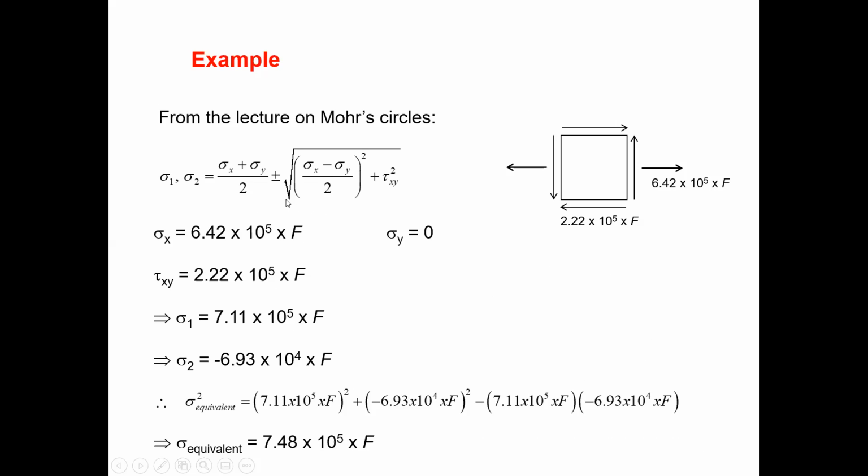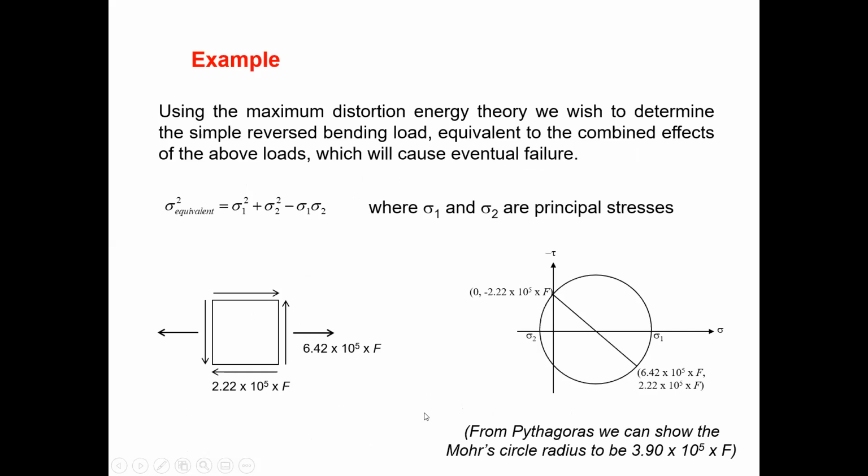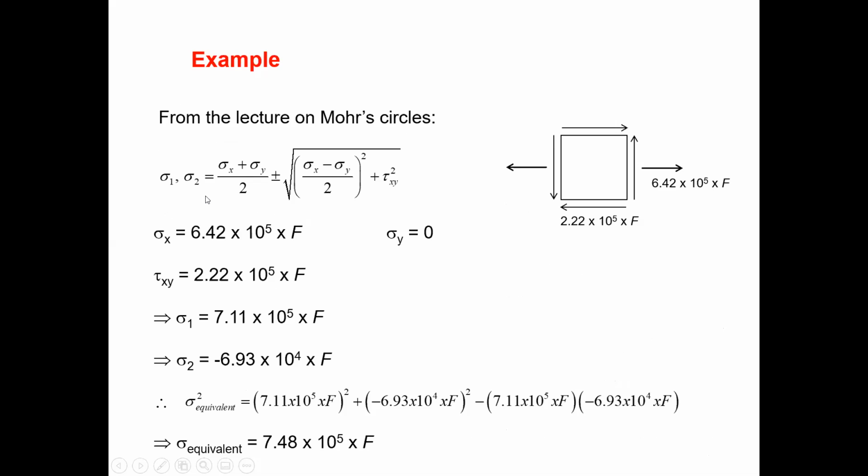Then you need to find the equivalent stress. So, equivalent stress in here, just substitute sigma 1 and sigma 2. You can see this is the equation: sigma 1 squared plus sigma 2 squared minus sigma 1 times sigma 2. That is equivalent to the squared value of the equivalent stress. So then you will get sigma equivalent like this. So you have one single stress representing both stresses.